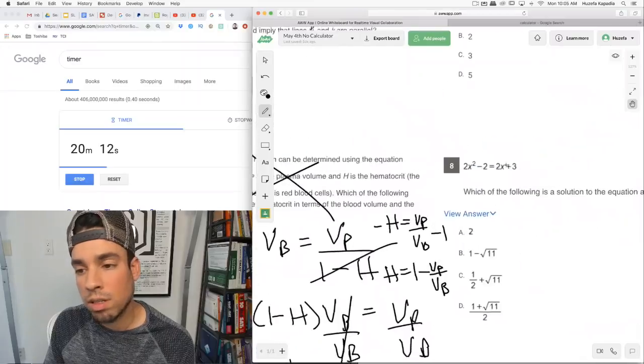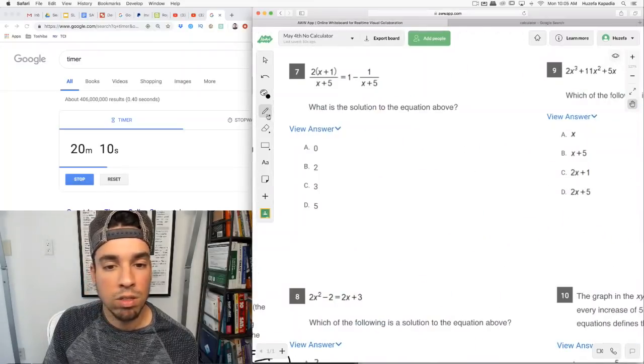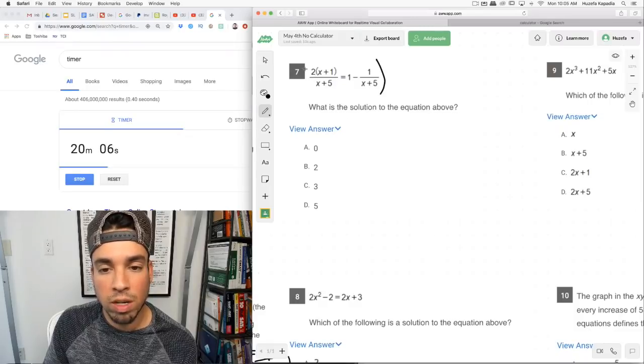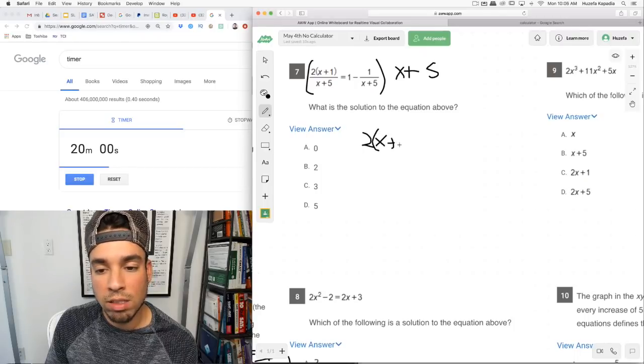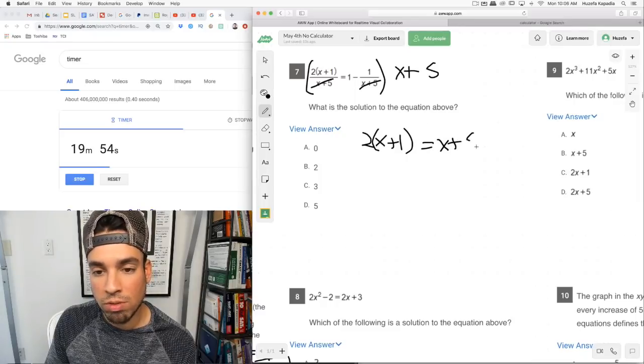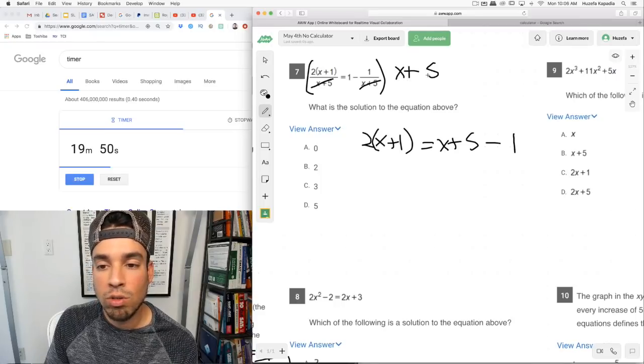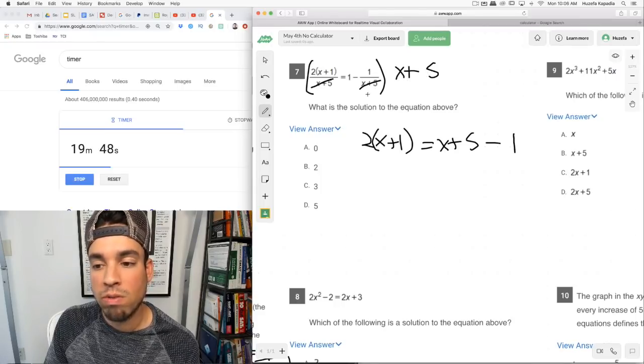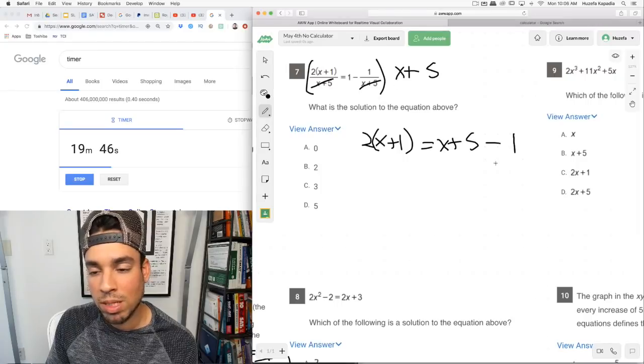That was 6. Now we need 7. What is the solution to the equation above? I'm going to multiply everything by x plus 5 first of all, okay? That gets rid of this weird fraction that we don't like. So then I got 2 times x plus 1, because this is gone and this is gone, equals x plus 5 times that times 1 is just x plus 5 minus, and then it just becomes 1. Because when you do x plus 5 times 1 over x plus 5, it just crosses out and becomes 1.